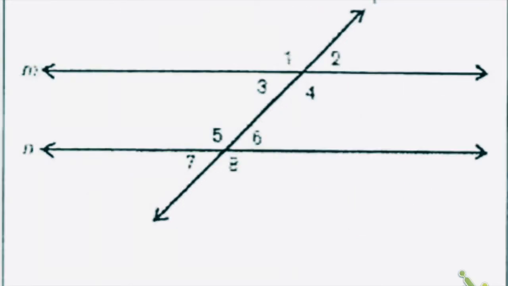So alternate exterior angles, another pair. Again, alternate is going to stand for opposite sides of the transversal.